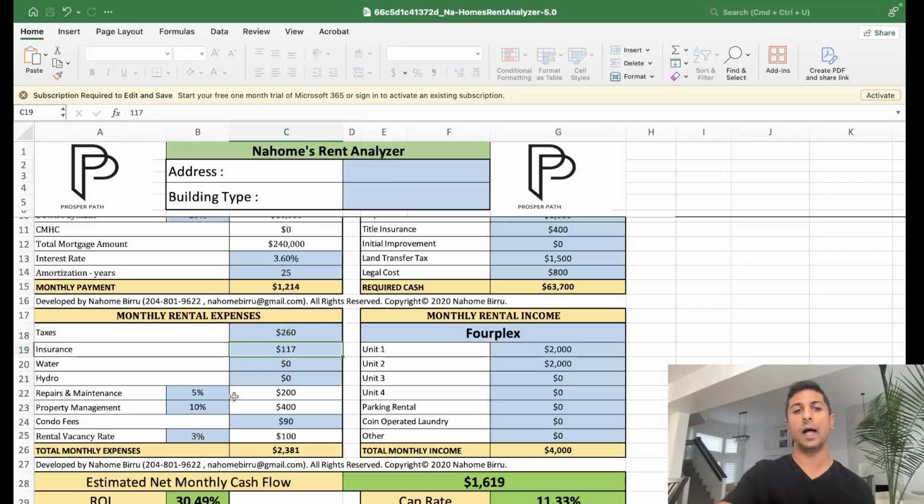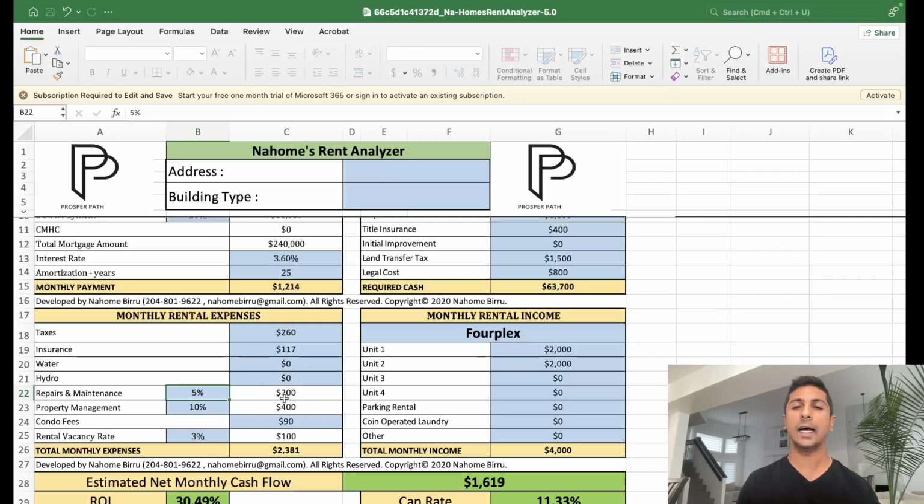So in this example, I've used 5% here. Based on the fact that I'm getting $2,000 on the upper unit and $2,000 on the lower unit, I'm making a monthly gross income of $4,000. So 5% of $4,000 is $200. Again, you can see that it auto-populated that in here.